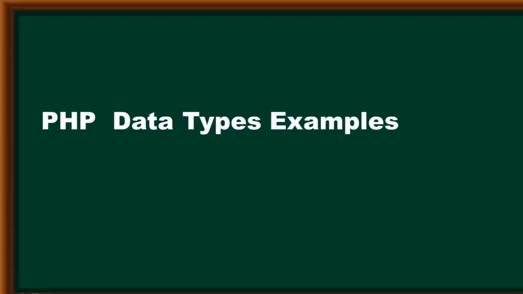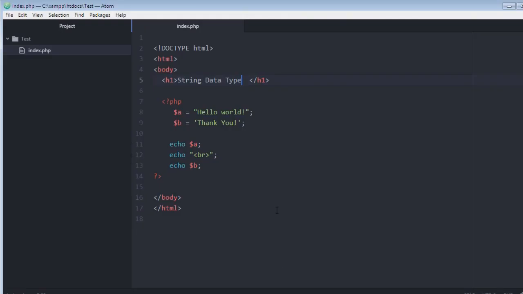Hello and welcome. In this lecture, I'll be showing you some PHP data type examples. So I've got a simple example here of a string data type. You can tell it's a string data type because it's enclosed in quotes.